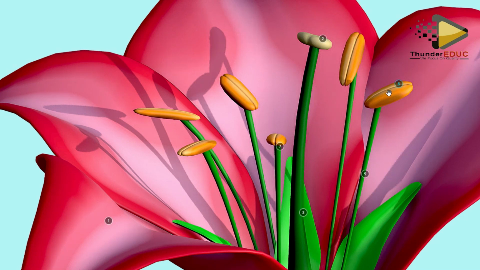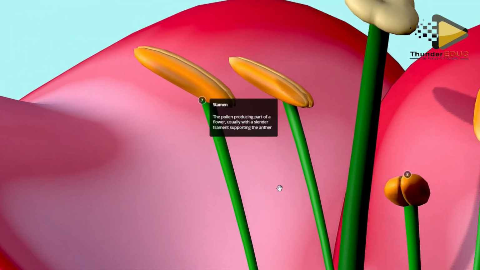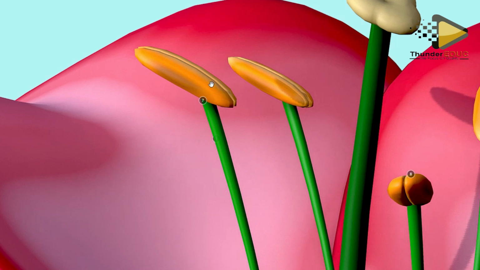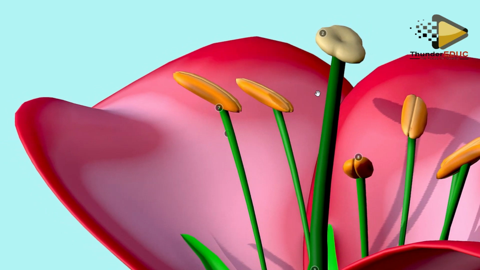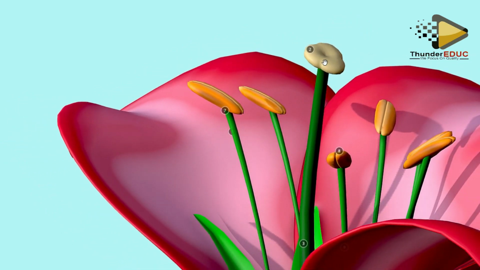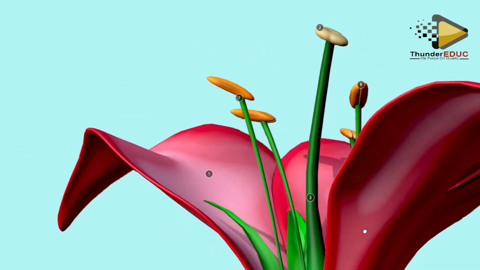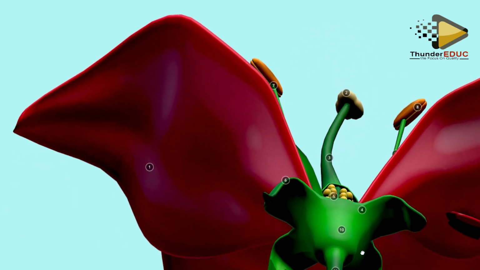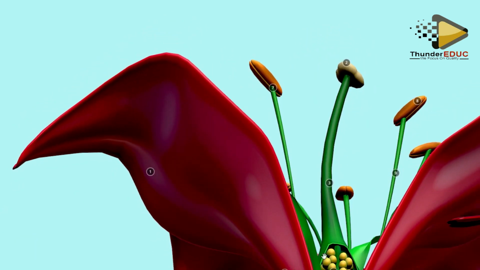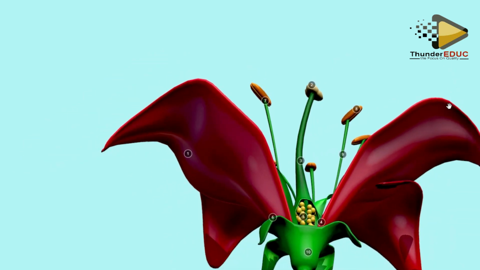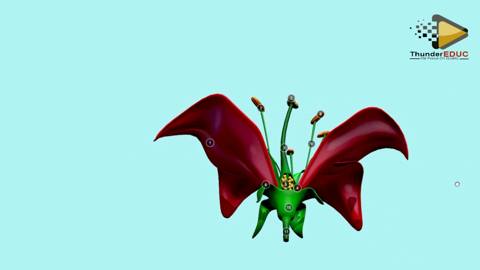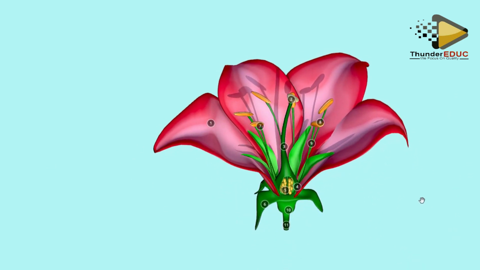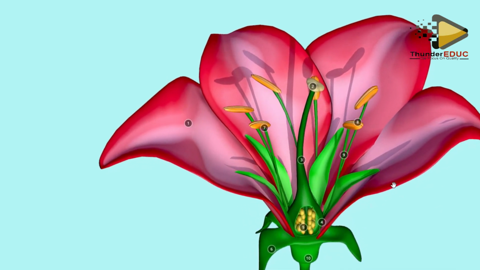Then the combination of the anther and the filament, we call it the stamen, the male part of the flower. And then a combination of the stigma, the style, and the ovary, this ovary, this style, and this stigma, we call it the pistil. So this is the flower.